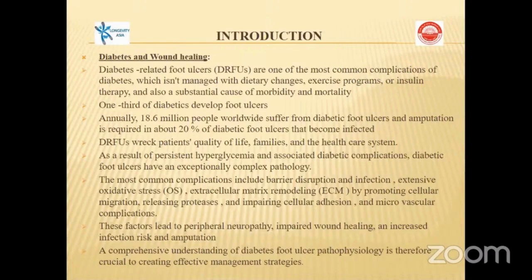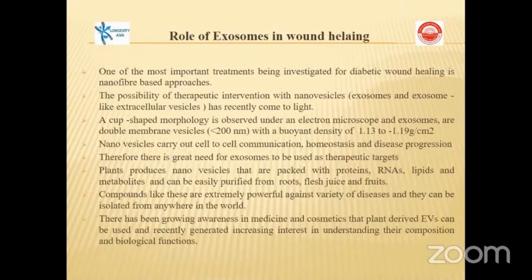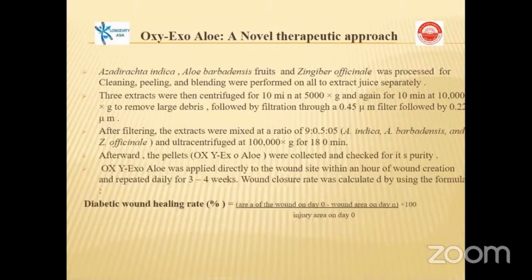What we have done is formulate a therapy using Azadirachta indica, Aloe barbadensis, and Zingiber officinale, which was processed by ultracentrifugation and then filtration. After filtering, the extracts were mixed in an appropriate amount to see whether their effectiveness is enhanced or not. While we tested this, we found that mixing these in appropriate amounts gives very beneficial results when applied on a diabetic rat model.